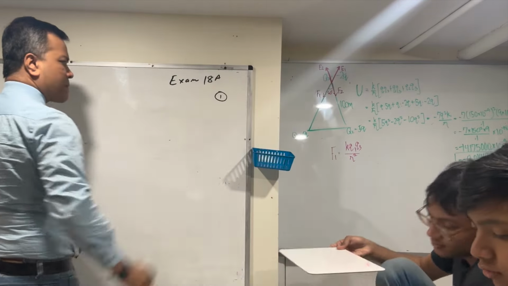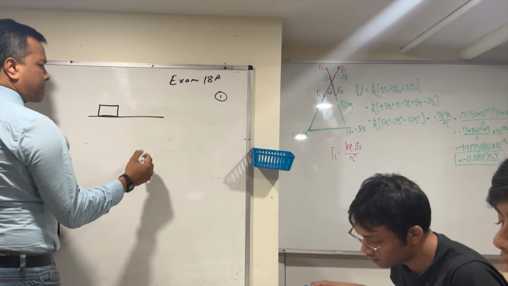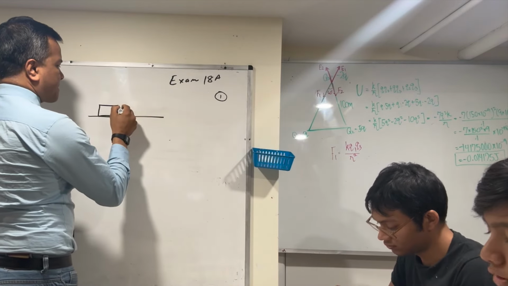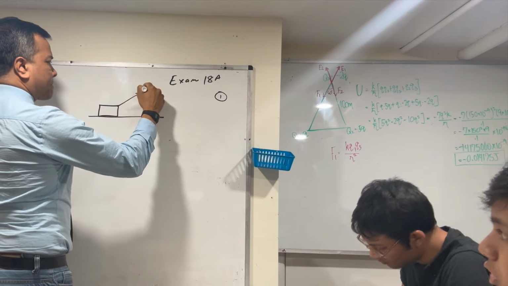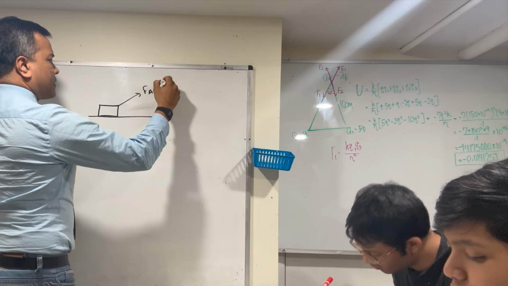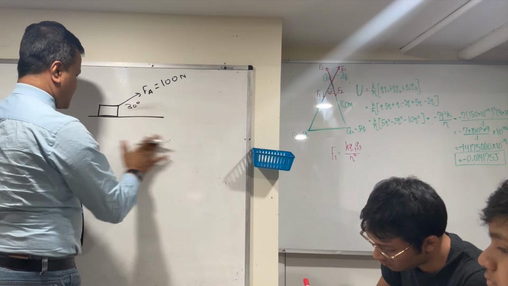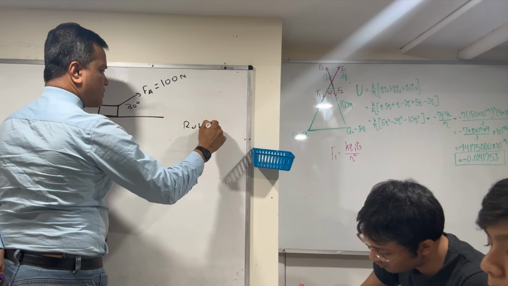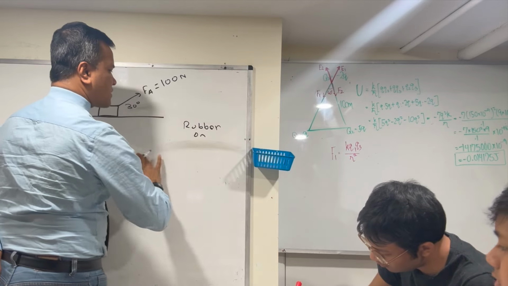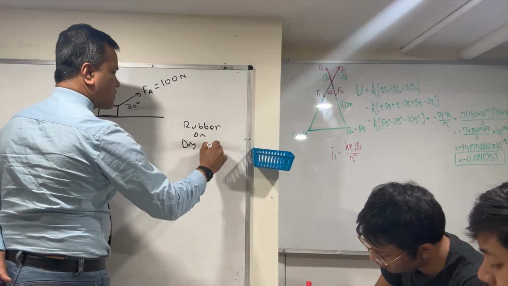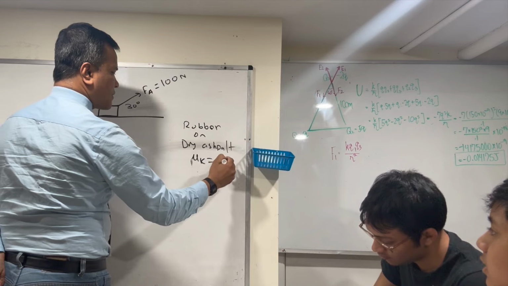Problem one. A rubber box is moving on dry asphalt with a constant velocity. You're pulling it with a force of 100 newtons northeast, at a 30-degree angle with respect to the horizontal. The mass is closest to which of the following? 130, 21, 180, 18 kilograms, or none of the above? Rubber on dry asphalt is like concrete. Something to note is that the coefficient of kinetic friction is 0.67 for such a surface.